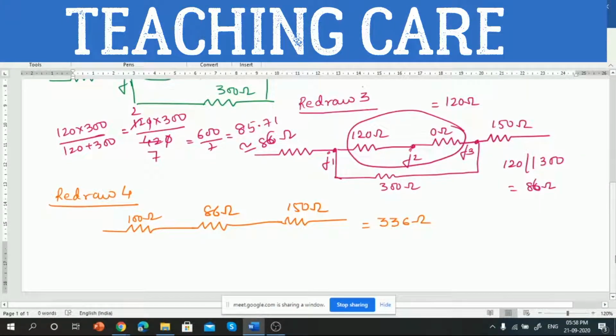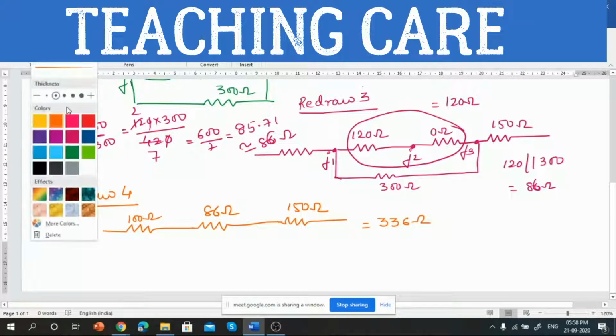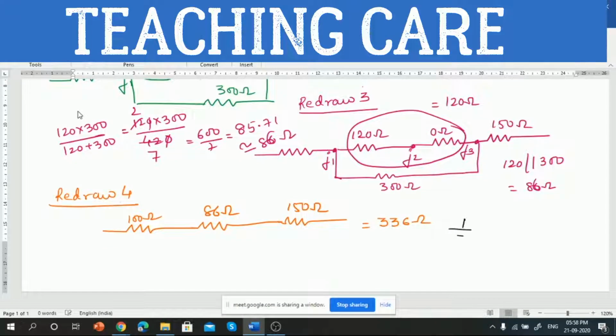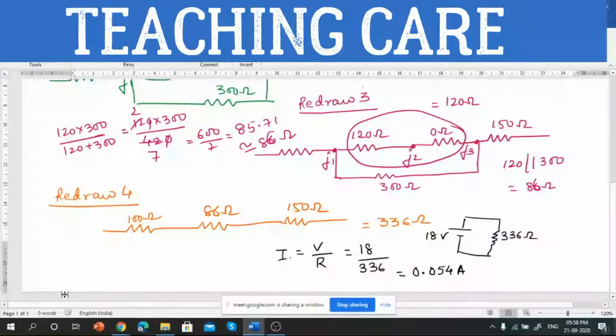Okay, next part is just calculating the current through this entire circuit. So I bring this part here and instead of all these haywire diagrams, I'll just put a 336 ohm here and an 18 volt here. So that gives me the current as V by R. Now V is 18 and R is 336, so that will give me 0.054 ampere. Done?